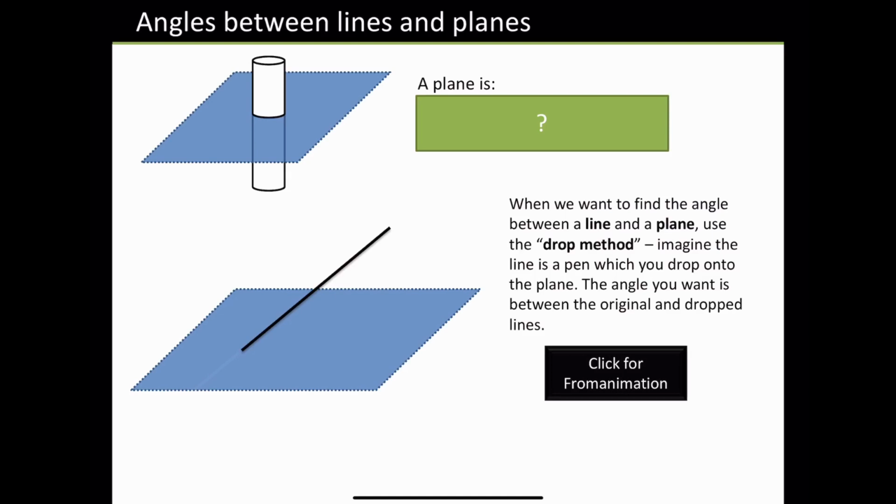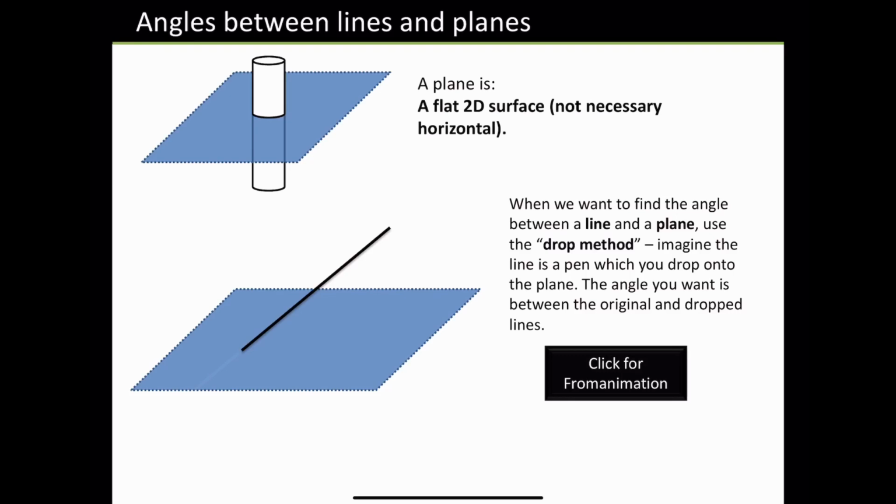So what is a plane? That is something you should ask yourself. A plane is a flat 2D surface, and it's not necessarily horizontal. We want to find the angle between a line and a plane. Use the drop method. Imagine the line is a pen which you drop onto the plane. The angle you want is between the original and the drop lines. So this is what I'm looking for: that angle theta.